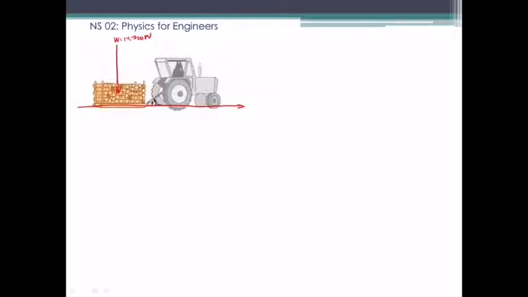Next, we have the pull of the tractor, which is at an angle phi, at an angle of 36.9. The tension from the tractor is 5,000 newtons, constant, at an angle of 36.9 degrees.